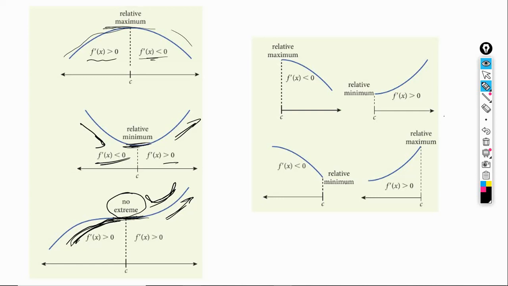On the right, we have cases where the domain is restricted. So notice that a point C here is a restricted domain.